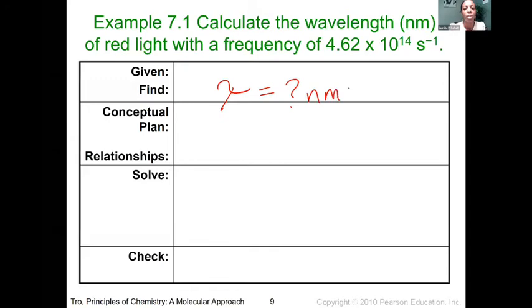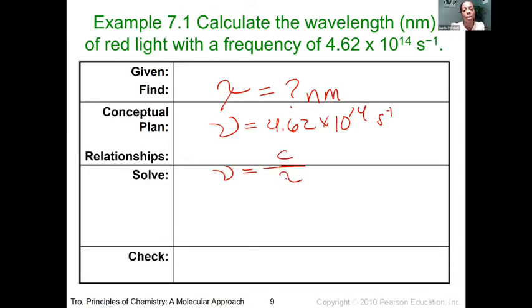in nanometers. And what we know is that we have the frequency. The frequency is 4.62 times 10 to the 14 inverse seconds, or we could say hertz. Now, we know our original light equation is that frequency is equal to the speed of light divided by the wavelength. Therefore, the wavelength would equal our speed of light divided by our frequency. Again, use the triangle if you need it. Cover up the one we want to solve for. So that means it is the speed of light divided by the frequency. And then we plug in.